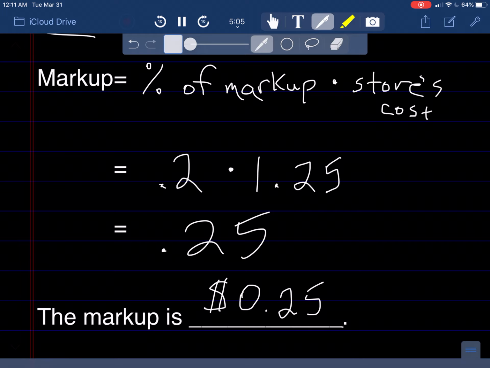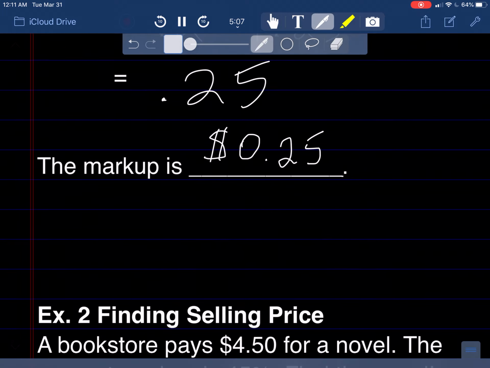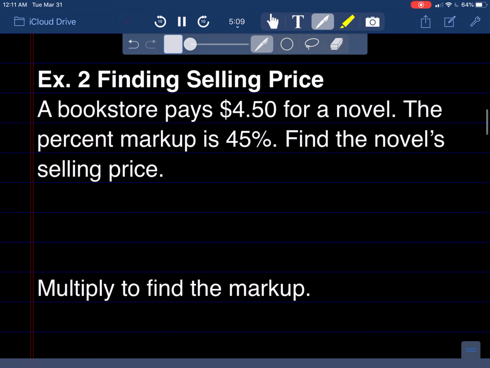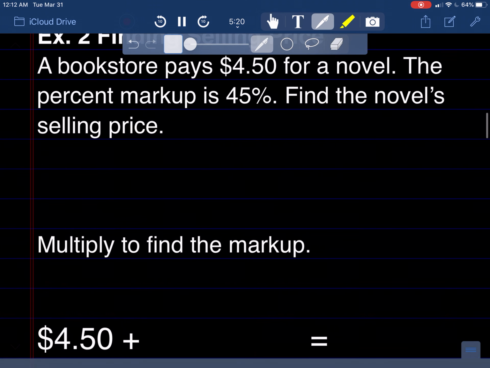So right now we're going to move on to example 2. This is where we're not just finding the markup, what they marked it up for or how much they marked it up for. We're going to find the actual new selling price after that markup, okay? So we have a bookstore that pays $4.50 for a novel. The percent markup is 45%. We're going to find the novel's selling price. So again, we're not just finding the markup, we're finding the actual selling price.